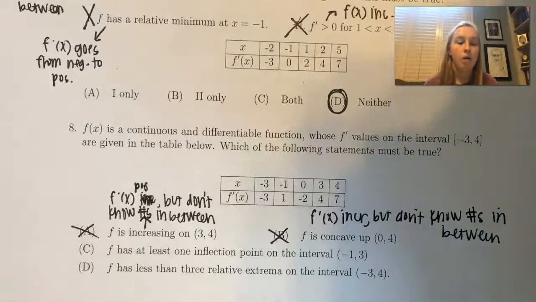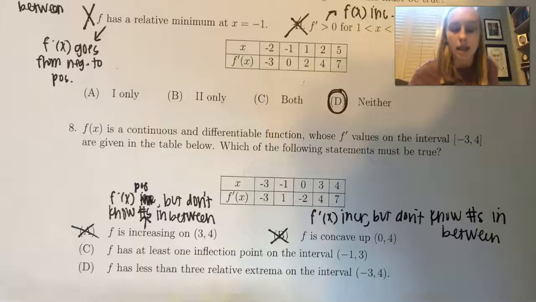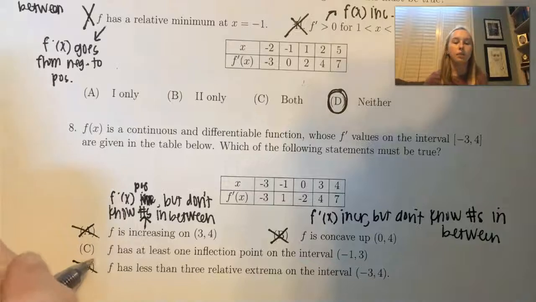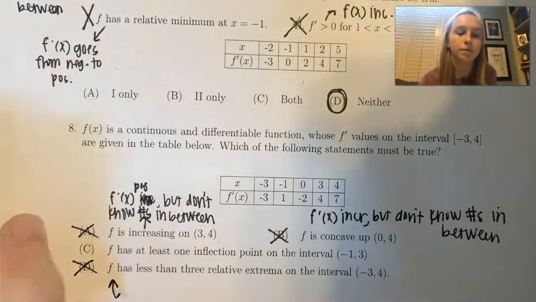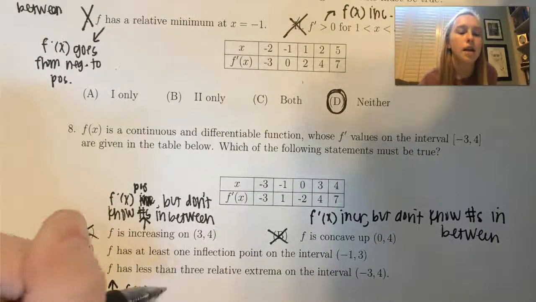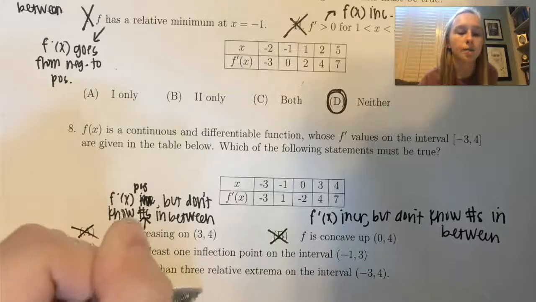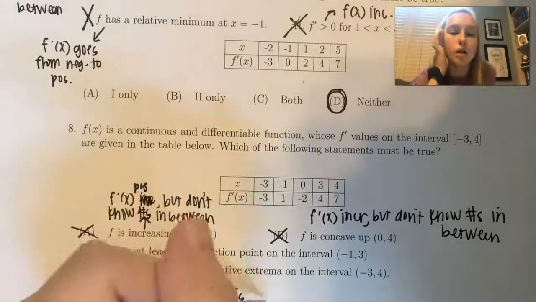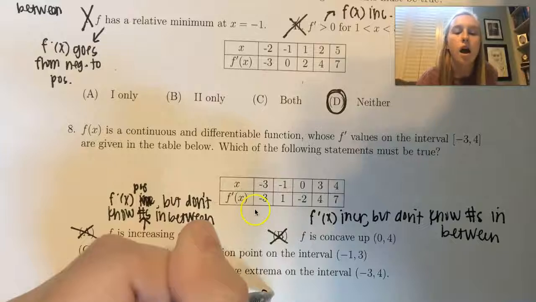And now I'm going to skip C, because that's actually the right answer, and I'm going to move on to explain why D is wrong. So D says that f has less than 3 relative extrema on the interval. So relative extrema means that f of x crosses 0, or crosses the x-axis. So it looks like it crosses right here, right here. So that's less than 3 because it's 2, right?